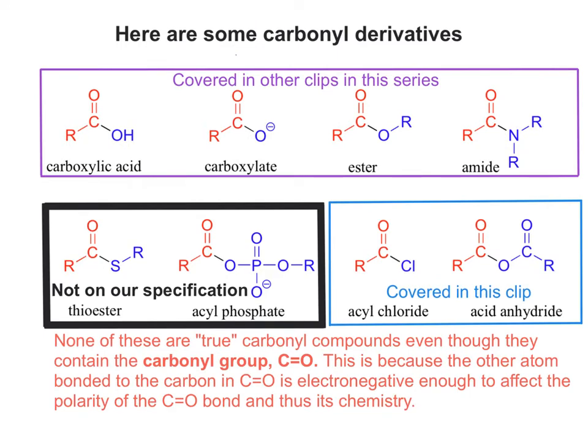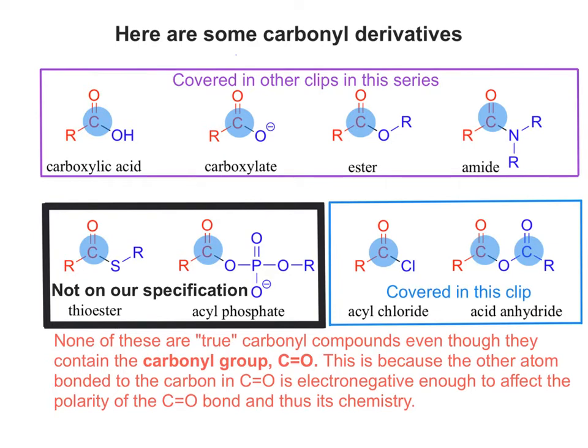It's worth pointing out as well that in each case they contain the carbonyl group, which is simply C double bond O. But they won't behave as true carbonyl compounds, i.e. they won't react with 2,4-DNP and they won't react with Tollens reagent, because basically the other atom that's bonded to the carbon atom in C double bond O is too electronegative to allow the polarity of the C double bond O to remain as it was. In other words, if you look closely you'll see that you've got things like oxygen, nitrogen, sulfur, chlorine. All of these are electronegative atoms compared to carbon, and they will affect the polarity of the C double bond O.